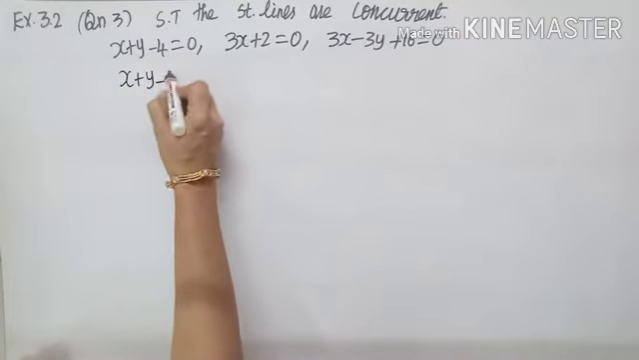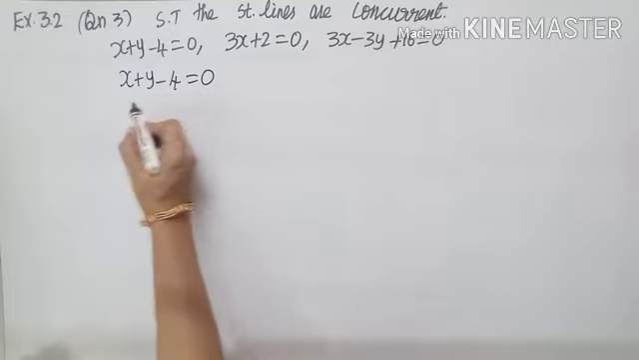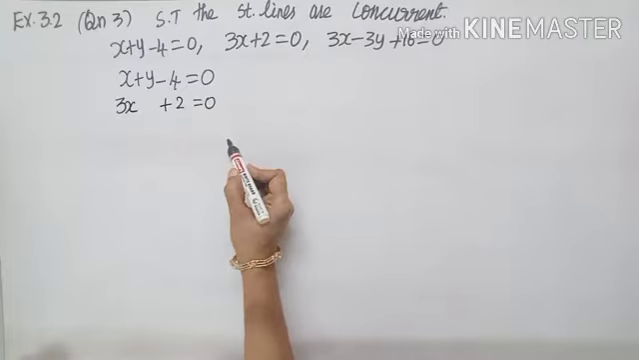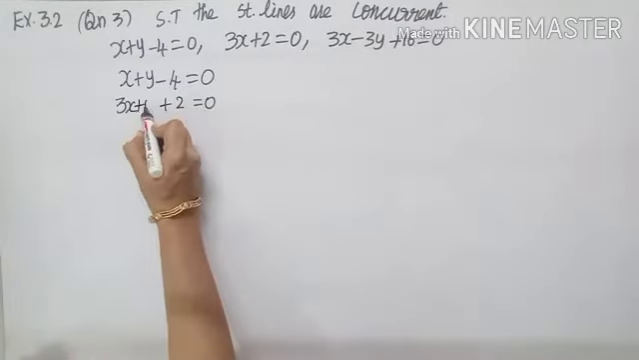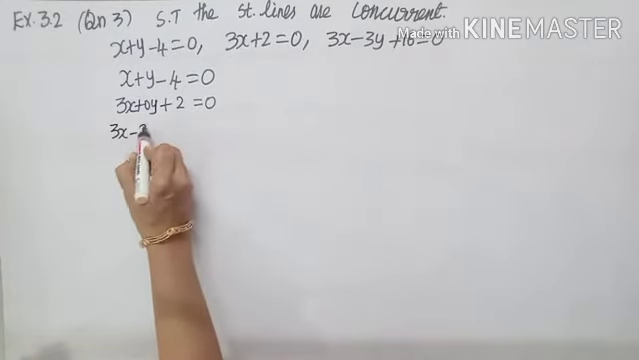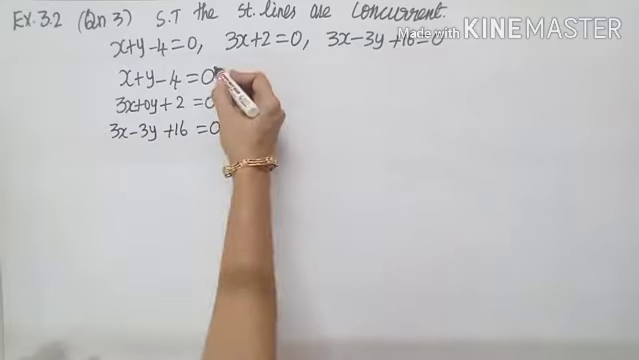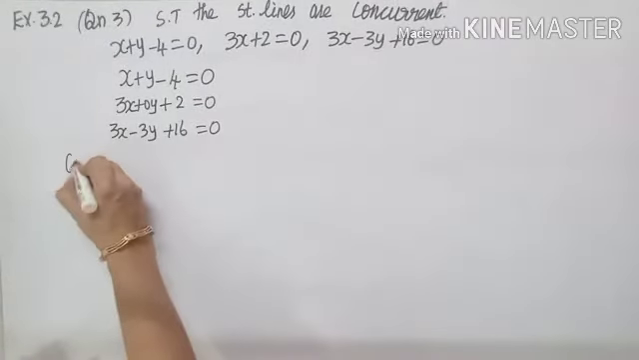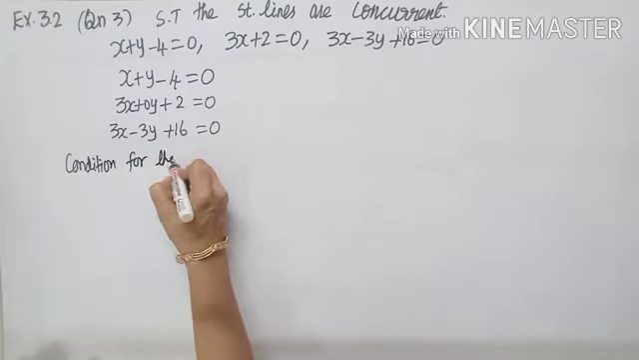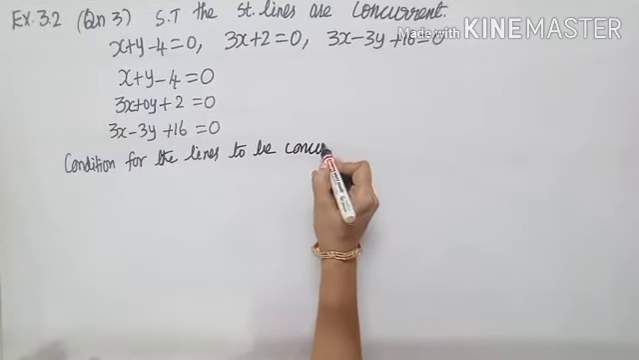x plus y minus 4 equal to 0. Treat the right hand side to be 0. 3x plus 2 equal to 0. y is missing, you can put 0y for convenience. 3x minus 3y plus 16 equal to 0. All the right hand side is 0. We will write the condition for the lines to be concurrent. What is the condition? We said determinant.